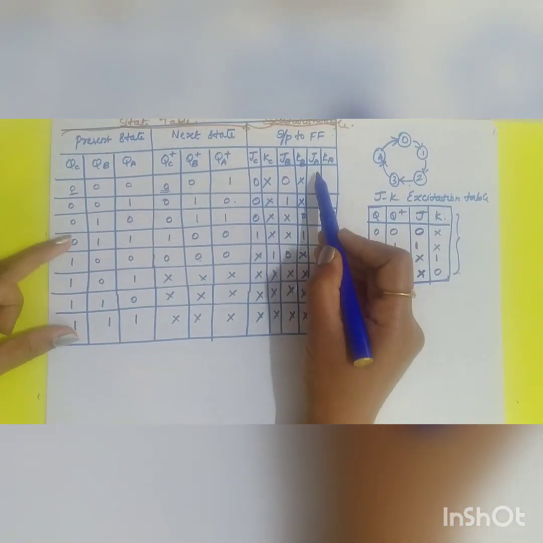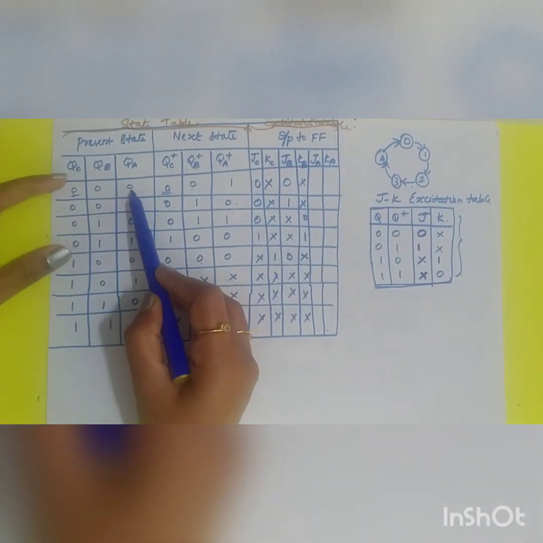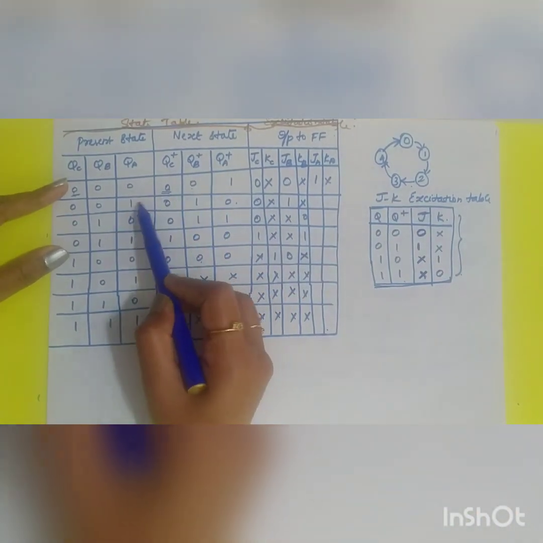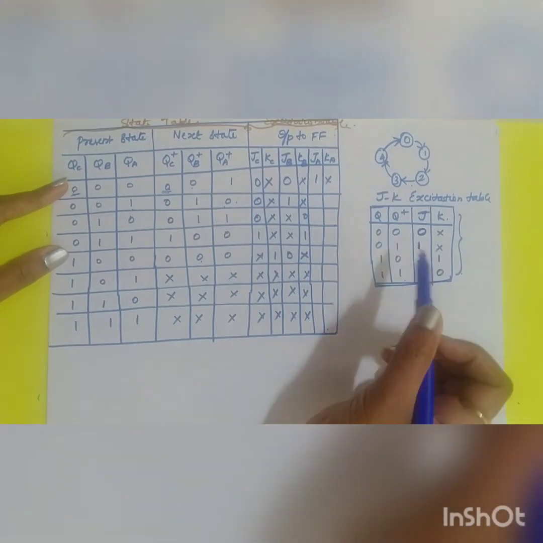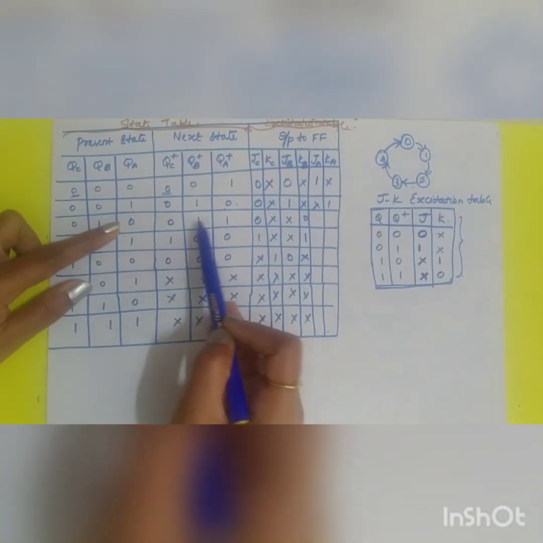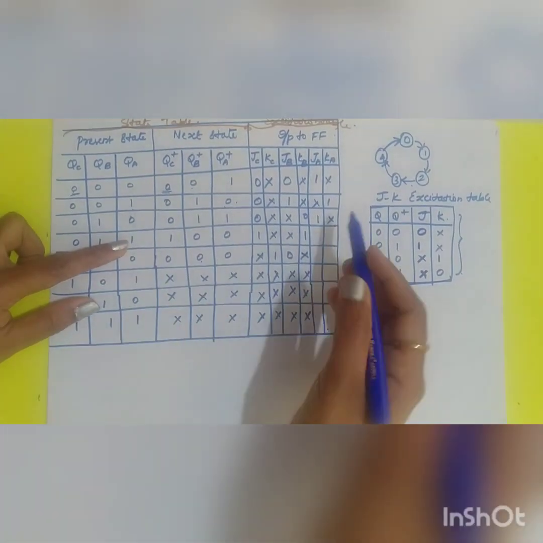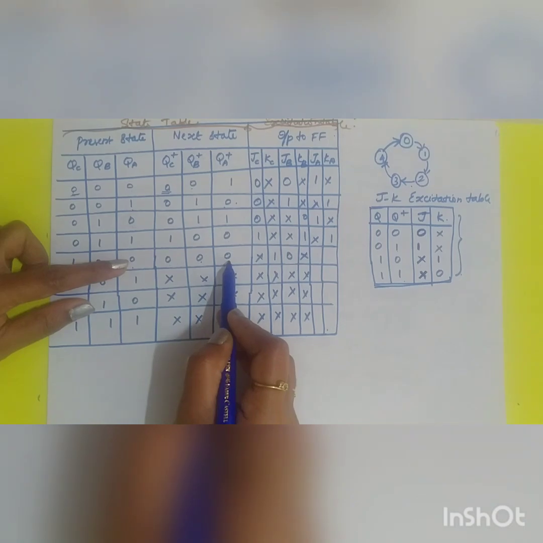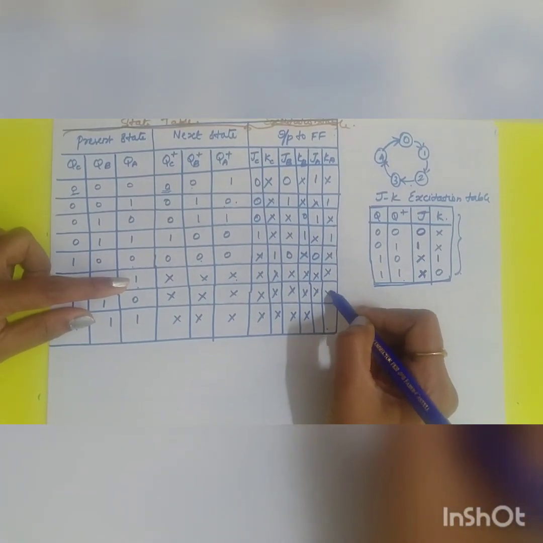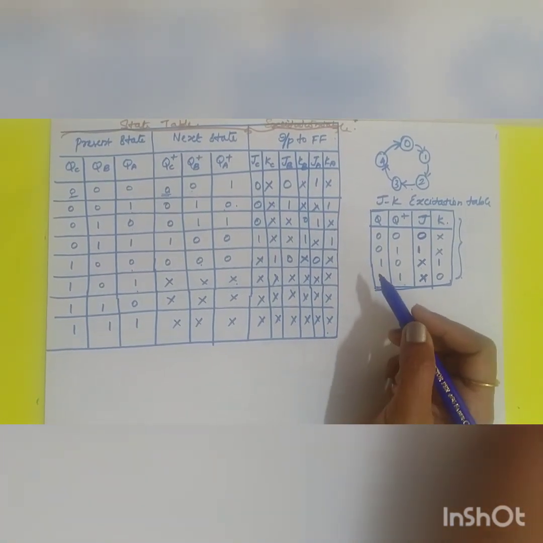Now the last one, for JA and KA, you have to take QA and QA plus 1. QA is 0, 1, it is 1, X. Next 1, 0, it is X, 1. Now what is the next one? 0, 1, it is again 1, X. 1, 0, X, 1. 0, 0, 0, X, 1, X. All other will be your don't care condition. So these are your different values of your state table and your excitation table.